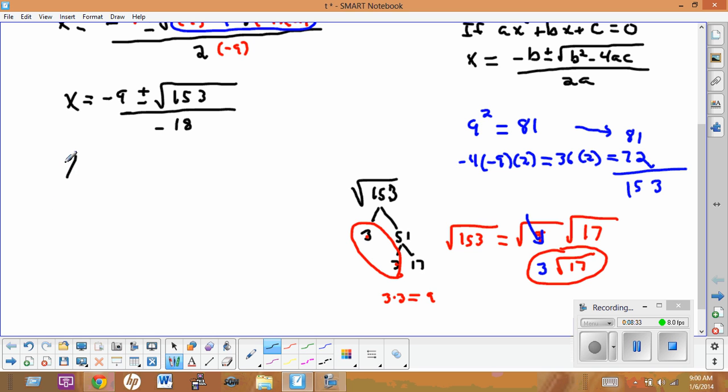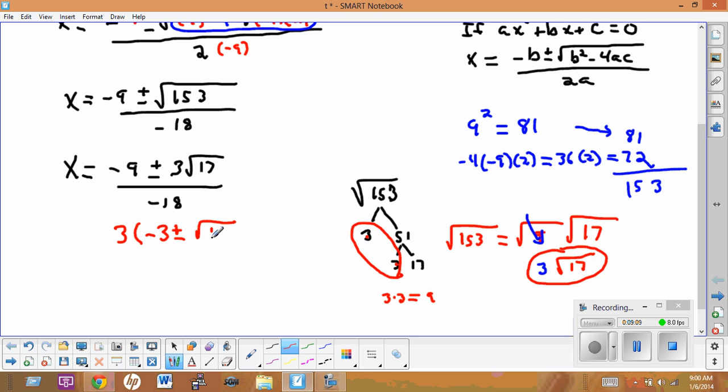So let's go ahead and put that back in our equation: negative 9 plus or minus 3 square roots of 17, all over negative 18. All right, so the first simplification was the radical. The second one is, can I factor out a common factor from the numerator to cross cancel with a factor in the denominator? I'm going to look at the 9 and the 3, and I notice I can pull out a 3. That leaves me negative 3 plus or minus, and when you factor out a 3, that leaves a 1, and we don't write the 1, so square root of 17, all over negative 18.